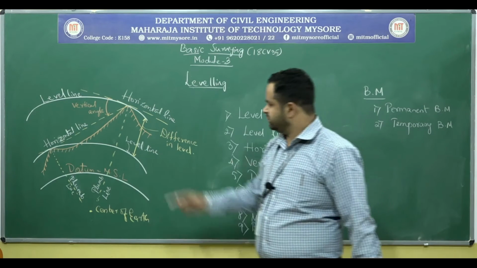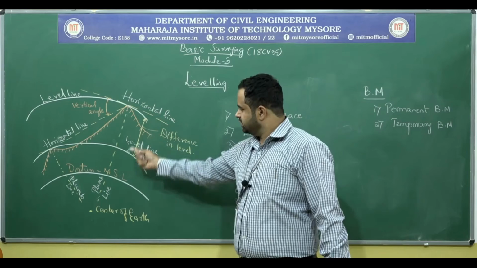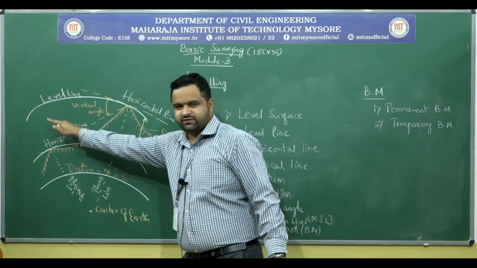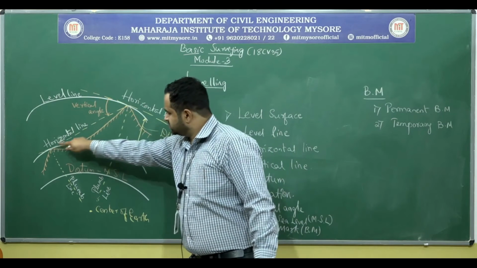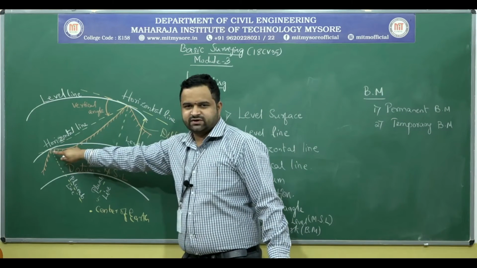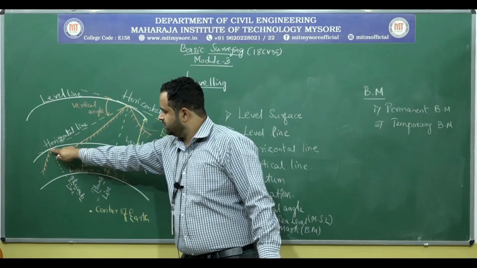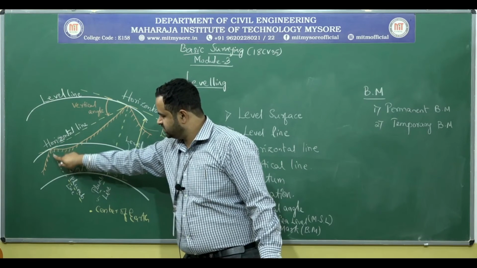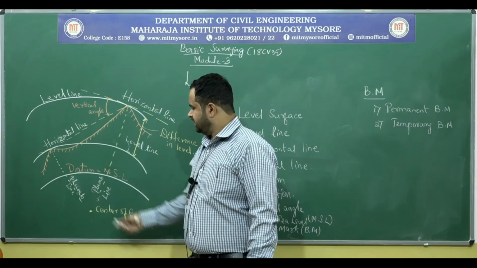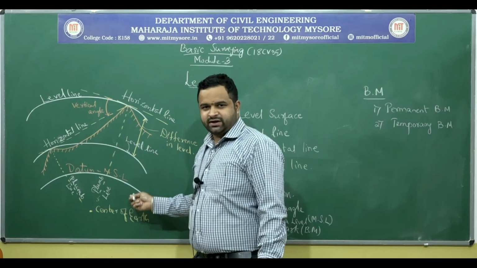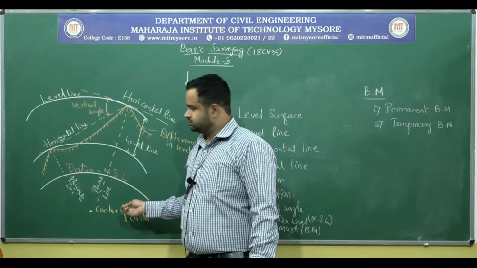And also if you observe this figure, see here. This is the level surface and this is the level line, the horizontal line drawn tangential to the level surface. The line drawn normal to the horizontal line is the plumb line, also called the vertical line, and this surface is nothing but a datum.